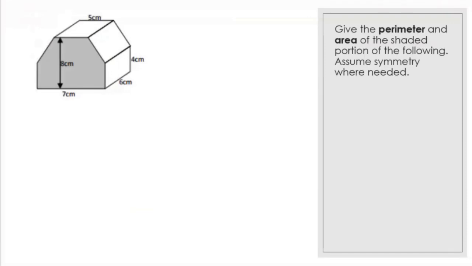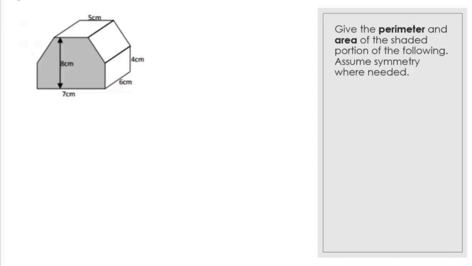Let's do one more. We're once again asked for the perimeter and the area of just this front face, the shaded portion. And again, we're to assume symmetry. So to find the perimeter, we will just be walking around the edges of this front gray piece, never crossing through the middle. And to find the area, we're going to have to figure out how to split this compound shape into simpler pieces for which we have a formula.